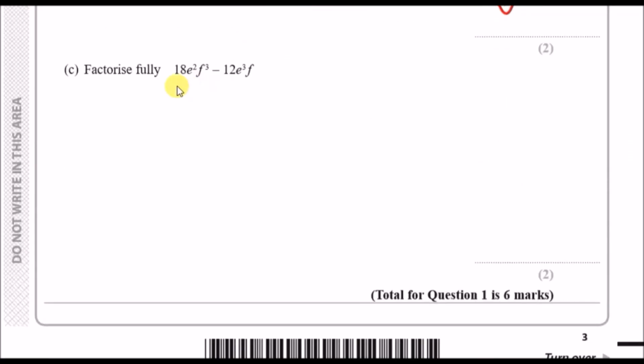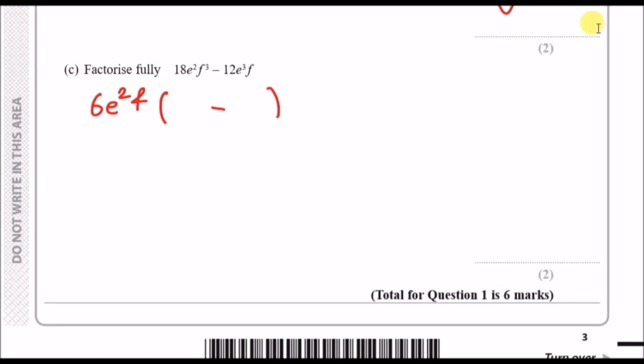Now C, factorize fully. This could be in one or two steps, but let's just jump in. To factorize, what I always do is firstly put a bracket underneath and just copy the layout. Then I ask myself, what numbers go into 18 and 12? The biggest number you can think of. Well, they're both in the 2 times tables, the 3 times tables, the 4 times tables, and also the 6 times tables. So you can pull out 6. Now the e's, they both have at least an e, and they both have at least an e squared. So they both have e squared in common. And the f's, they both have a single f in common.